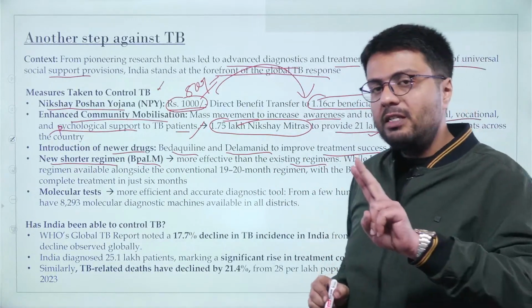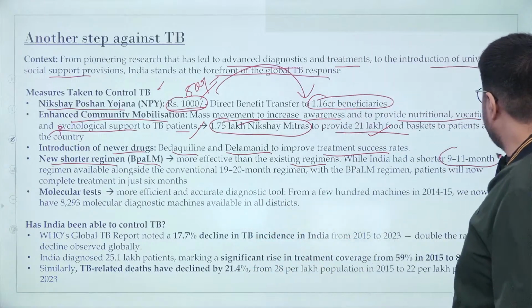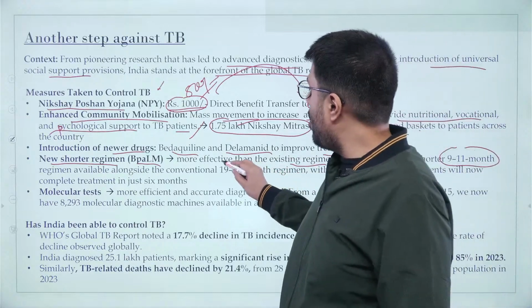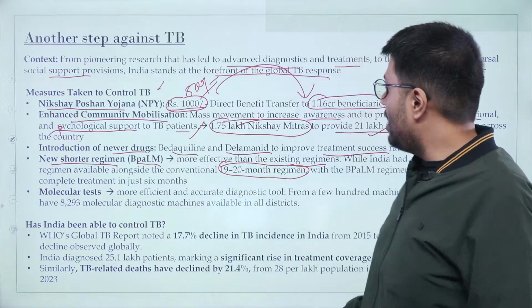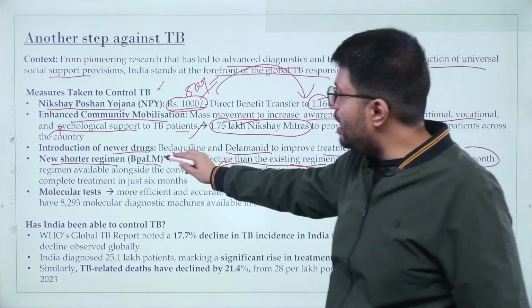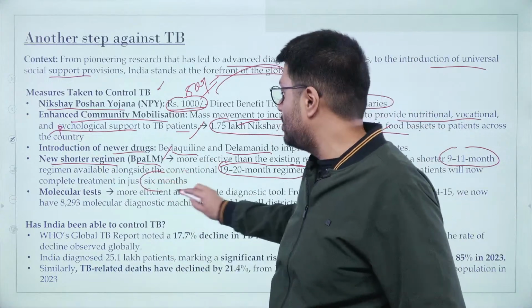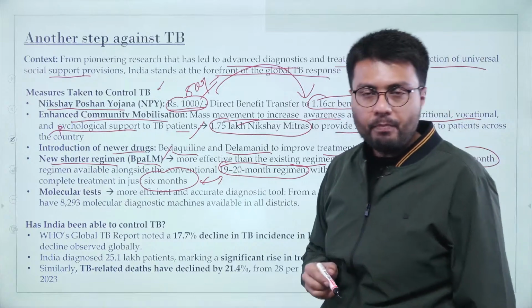Now, the existing regimes were of two types. The first one was a shorter treatment which took 9 to 11 months, and the other one was a longer 19 to 20 month treatment regime. So, the government has introduced a newer regime which aims to complete the treatment in just 6 months, saving this precious time of the patient.